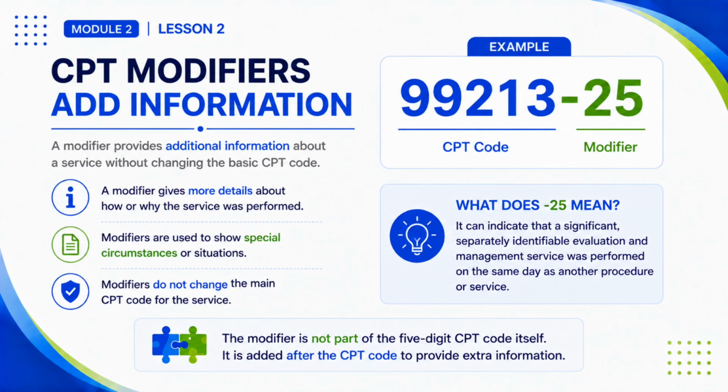Modifiers provide additional information about a CPT service. For example, 99213-25 includes modifier 25. The modifier gives information about the circumstances of the service. Remember, the modifier is not part of the 5-digit CPT code itself and is added when appropriate.